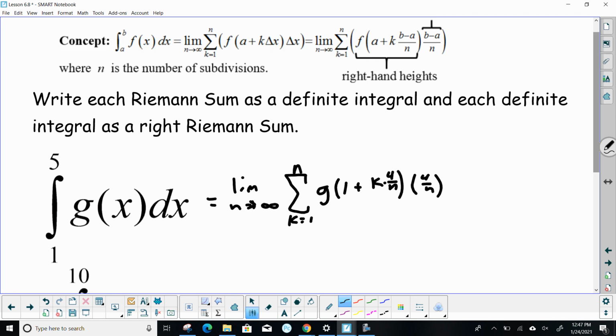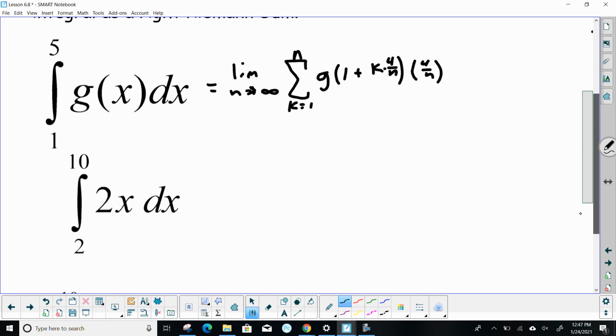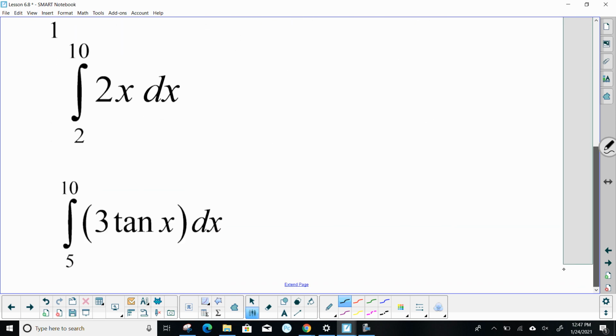You guys try this one. Pause the video and give this one a try. This will be the last one. Let's do that bottom one. See if you can rewrite this as a Riemann sum.